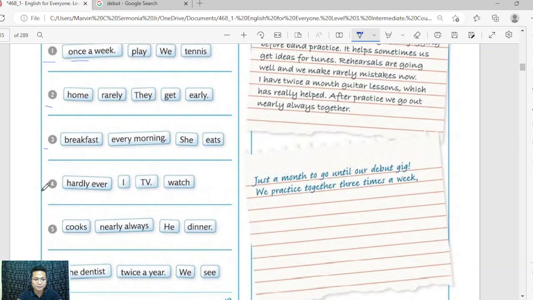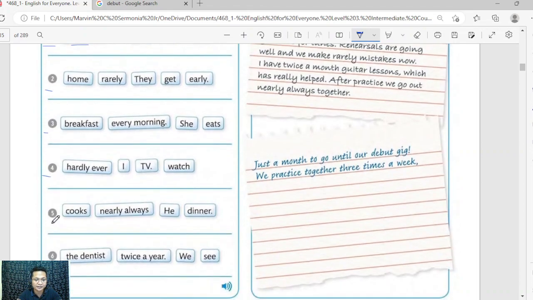Number four, I hardly ever watch TV. Number five, he nearly always cooks dinner.